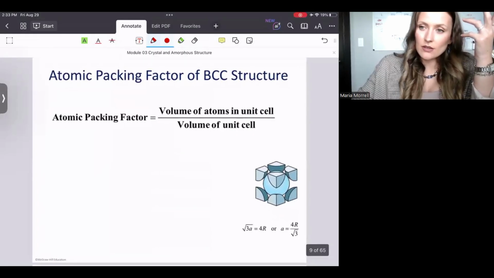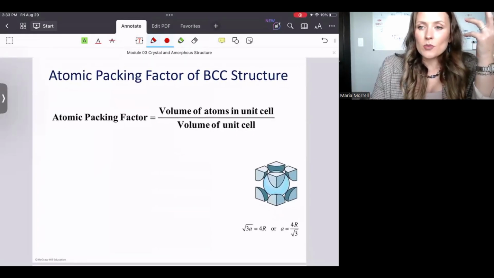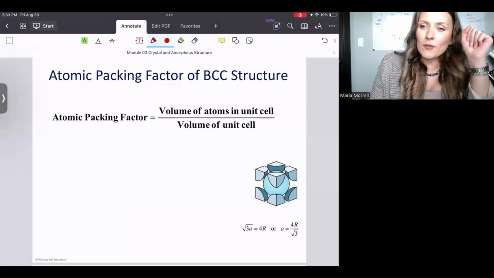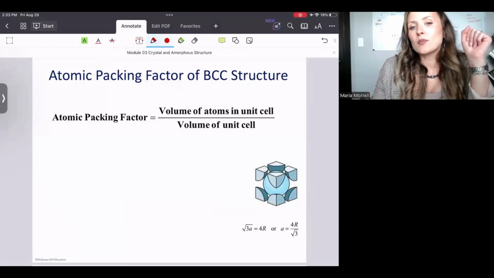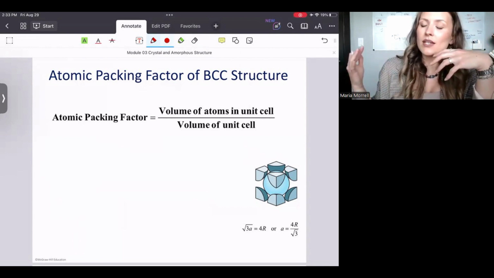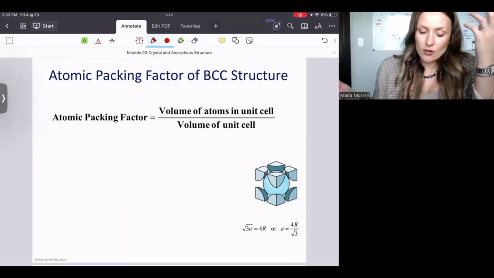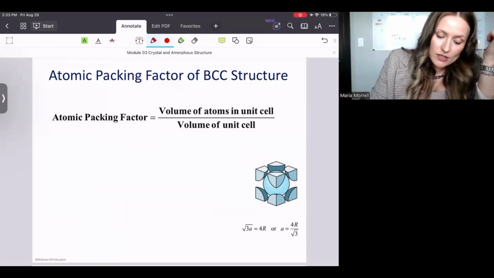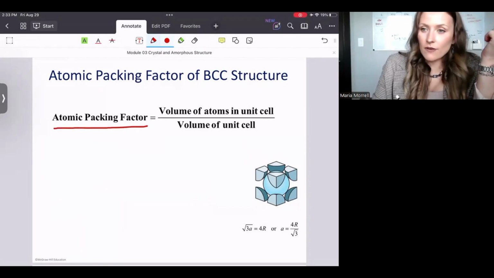All right, so what happens if we're, oh, no, not yet. I was about to jump into the face-centered cubic structure. Not yet. I would like us to also look at the atomic packing factor. This is going to be really important, especially later in the course. We do want to know how much of space is actually occupied by atoms and how much of space is empty space, okay? And this is how we define the atomic packing factor.